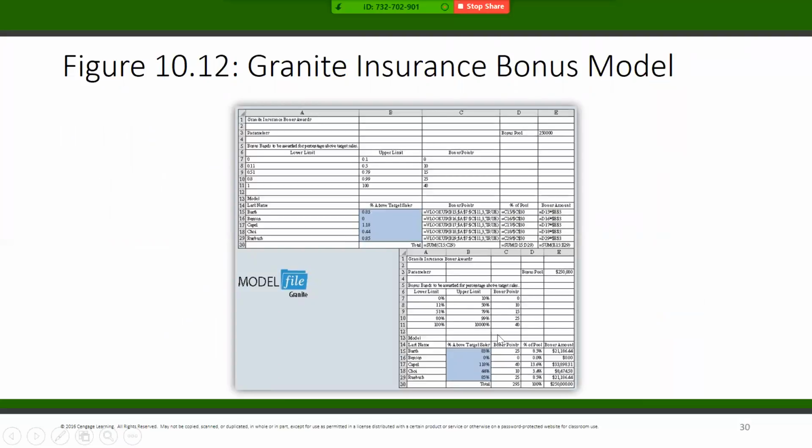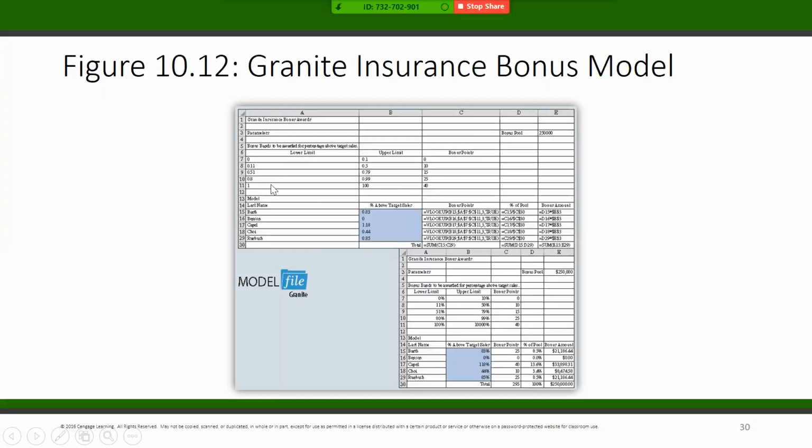All right, so as shown in cell E3, the bonus pool is $250,000 for this year. So this is what the parameter is: bonus pool, $250,000. Now the bonus bands are in cells A7 through C11, okay? So these are going to be our bonus bands.